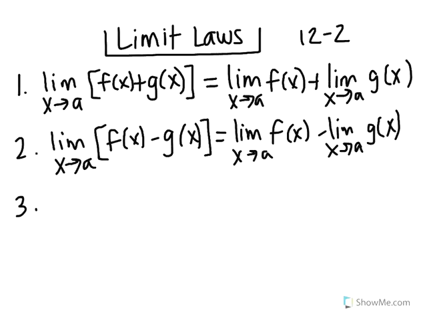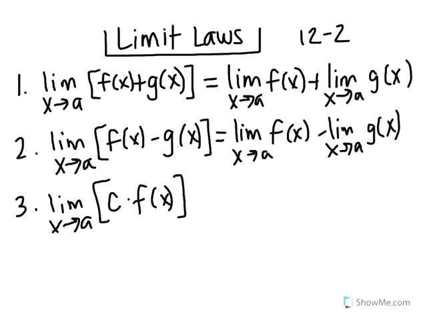Alright, number 3. Okay, so we have a limit as x approaches a. This time we're going to multiply a constant times a function, so c times f of x. So for a constant times a function, the limit is the constant times the limit of the function. So we can pull out that number, the constant, and then we can just multiply it by the limit as x approaches a of the function f of x. So you can just take it out.